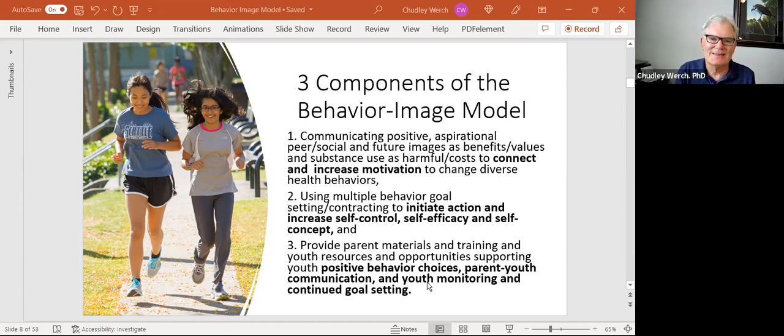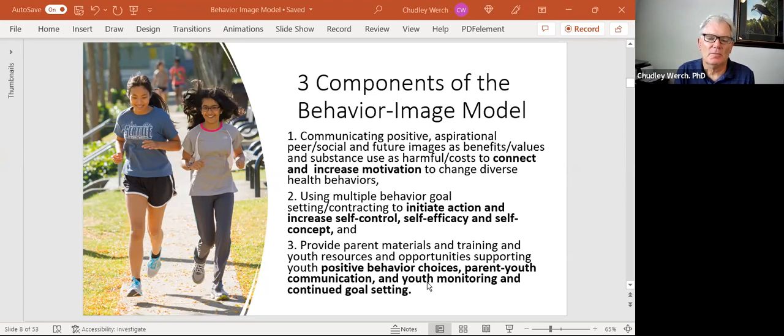The second component is the action piece. It's taking advantage of the increased motivation from that type of positive aspiration communication by initiating action or behavior change among youth. And that's number two, using multiple behavior goal setting and contracting. Why? To initiate behavior change and, over time, to increase self-control or self-regulation, as well as self-efficacy or self-confidence. So step one, motivation. Step two, action.